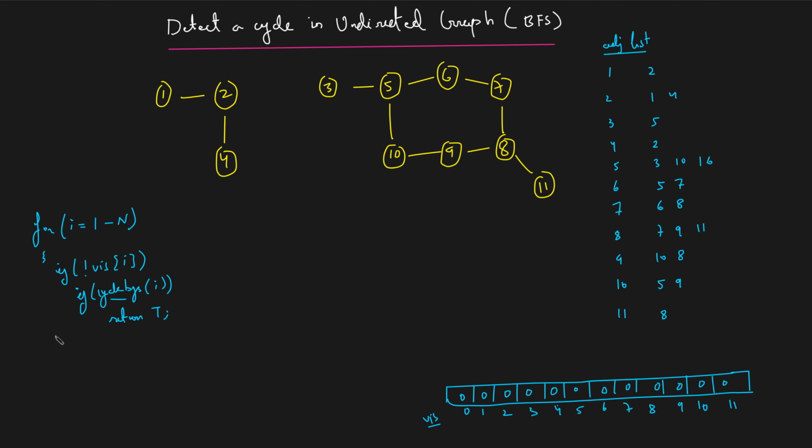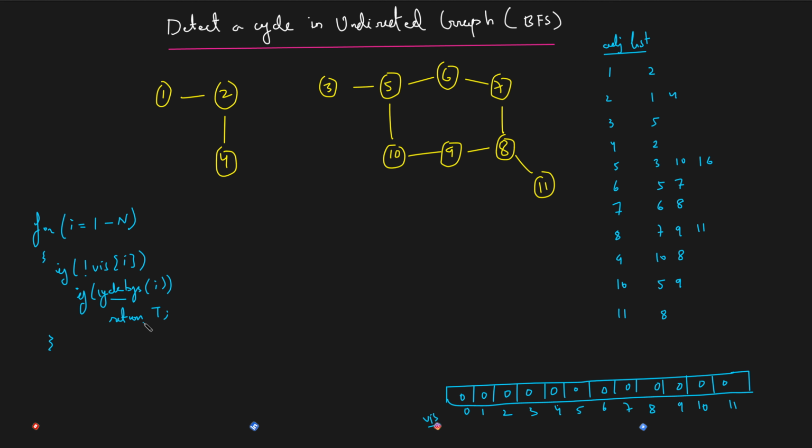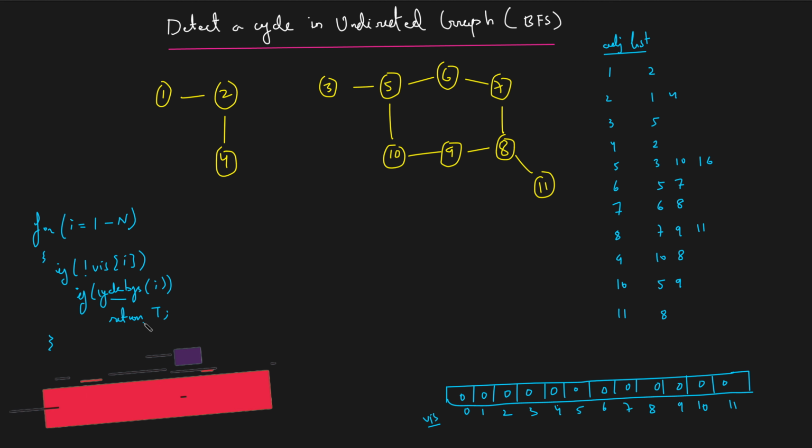Now again, why this? Because if any node is unvisited, I'm going to call a traversal. That means I'm traversing a new component. And if in that component I do find a cycle, that means the entire graph has a cycle, so I can simply return. So that's how we are going to do it. We're going to run a BFS for every component, and if we find a cycle in any component, we simply return a true. So this will be our logic.